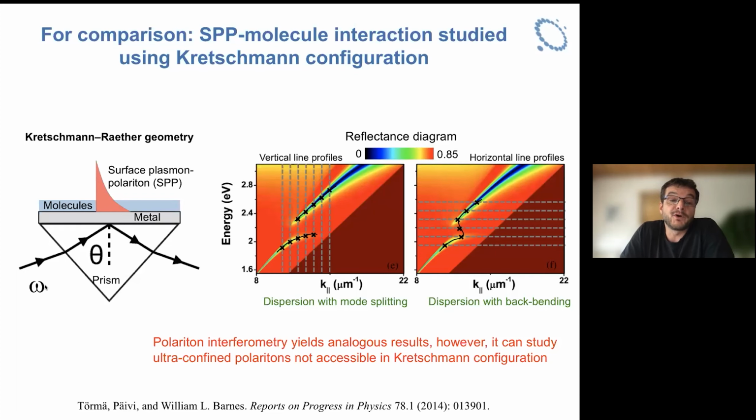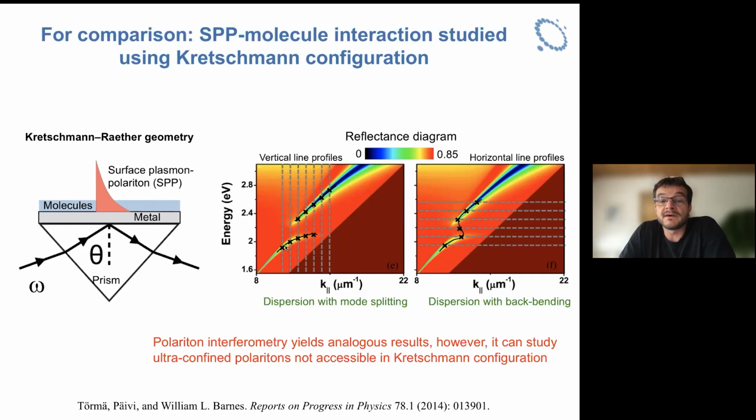In this case, we have the possibility to change the frequency and this angle here, the illumination angle. And we can map the reflection of the beam at the metal surface. The reflection patterns that we observe here resemble very strongly what we have seen with a near-field microscope. If we have polariton excitation, then the reflection strongly goes down because all the energy goes into the polariton.